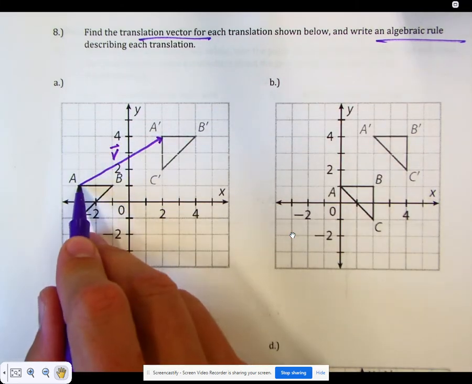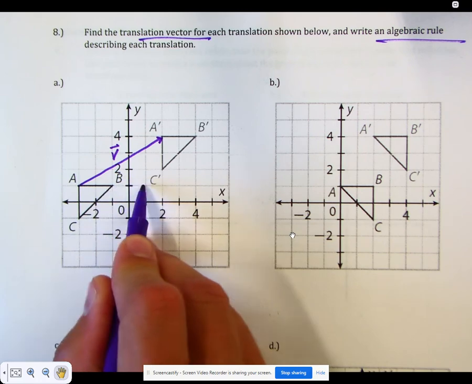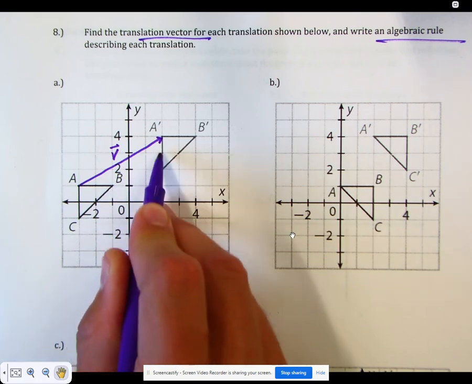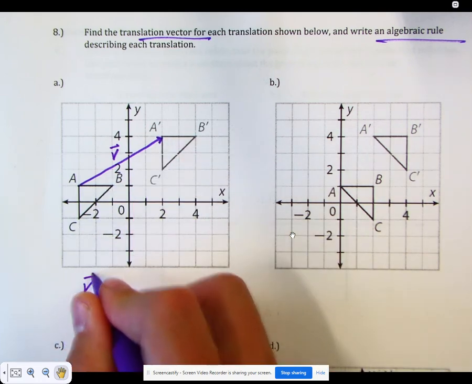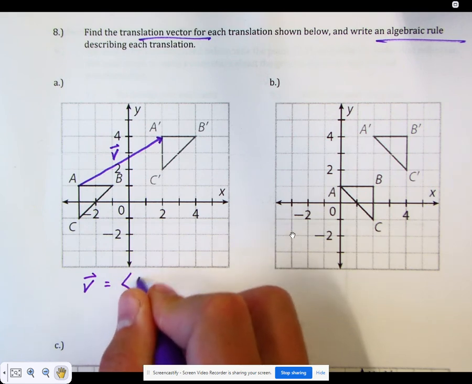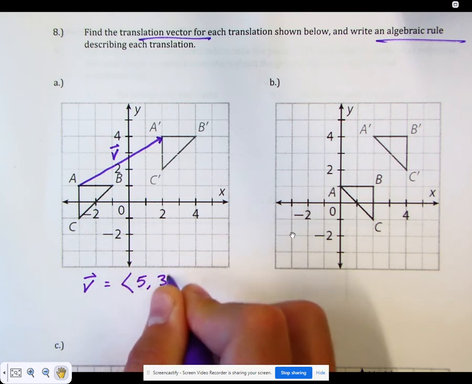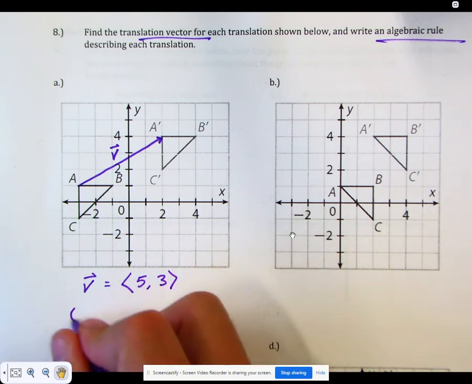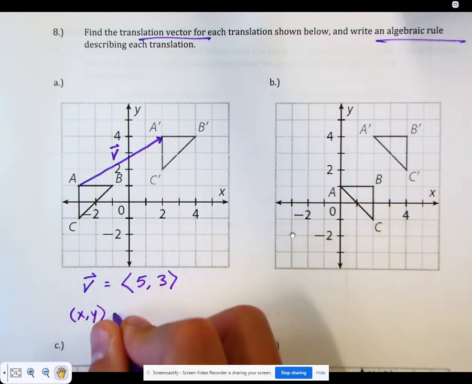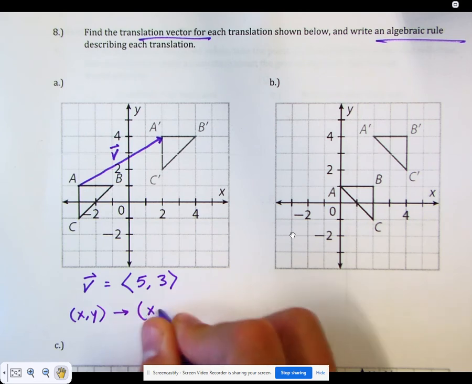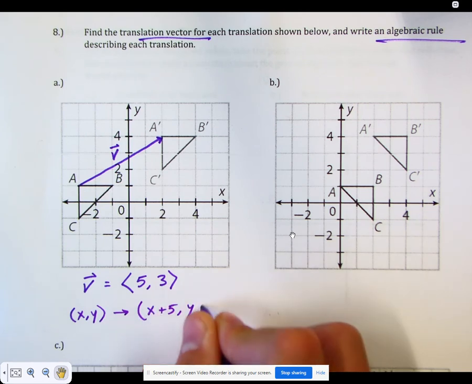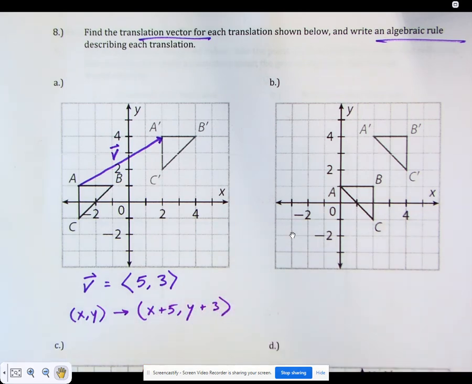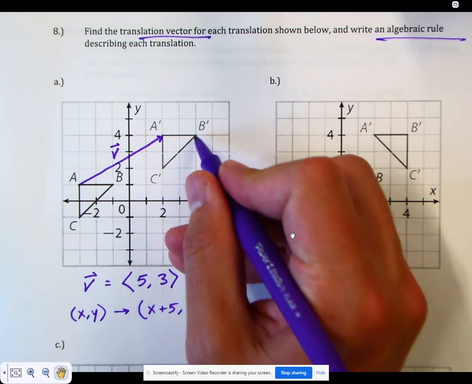It looks like I'm going over 1, 2, 3, 4, 5, and up 1, 2, 3. So this vector was over 5, up 3. The algebraic rule was every x, y point mapped to x plus 5, y plus 3. That's all you've got to do for this question. Now maybe you're wondering, wait, what about B and C? Well, okay, sure, we can do them all if you want.